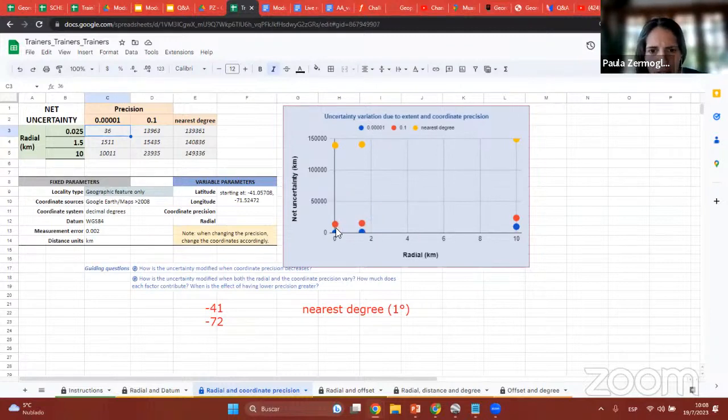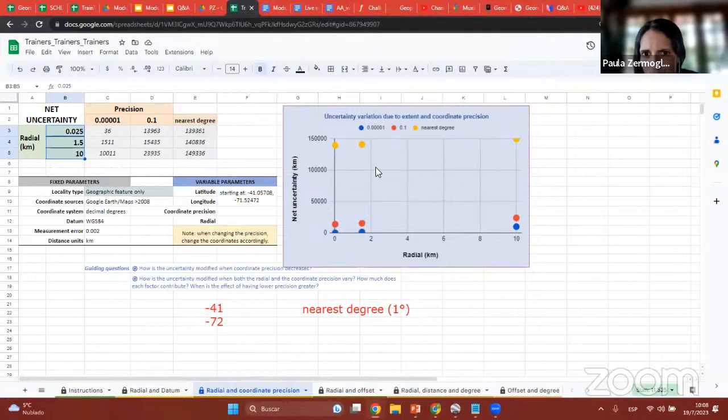So we have here in blue the most precise coordinates. And as expected, the larger the feature, the larger the uncertainty. And this we have seen before. Again, that happens for the other precision and for the other precision, which in here is not that obvious, but it's a matter of scale, because these uncertainties are so big that maybe here it is not that clear a difference. But if you see the values, this one is larger than the previous one, and this one is the largest one. So it increases as we increase the radial.